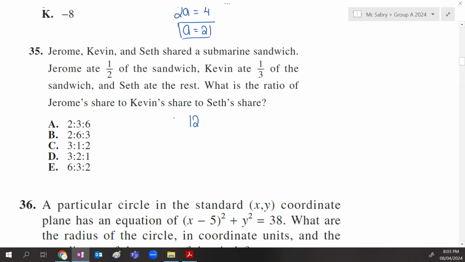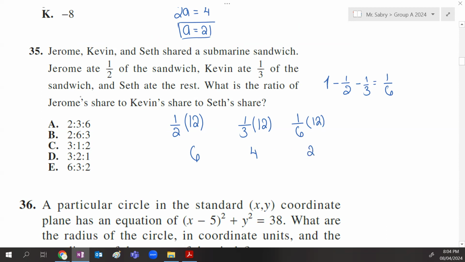Jerome has half the 12, so it's half times 12. Kevin had 1/3 of the sandwich, so 1/3 of 12. The rest, in order to find the rest, I'll do 1, because 1 is the complete fraction, minus half and minus 1/3. That would get me the fraction for Seth. Seth has 1/6, 1/6 of the 12 as well. Here, this would be 6, this would be 4, and this would be 2.